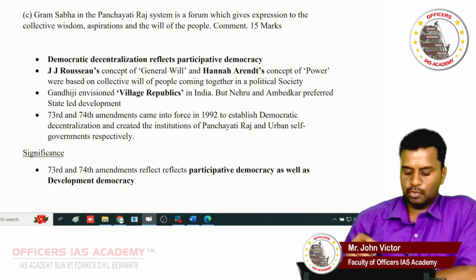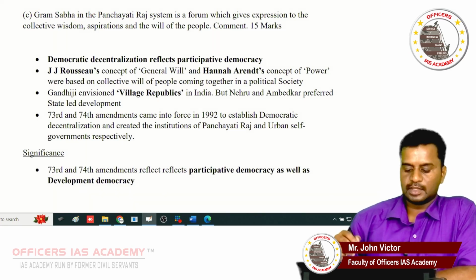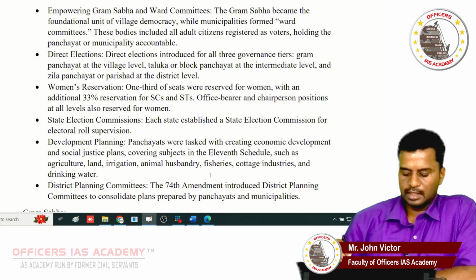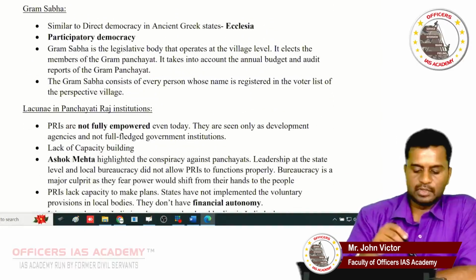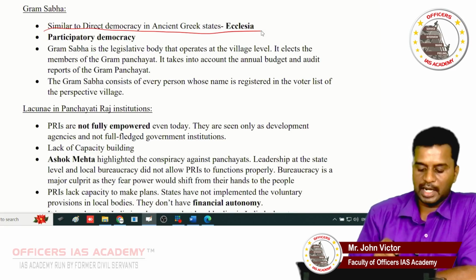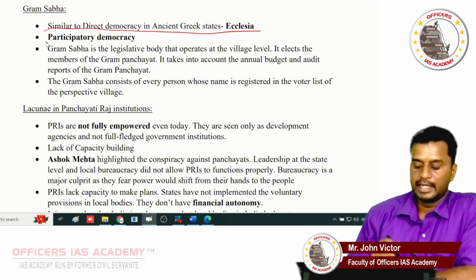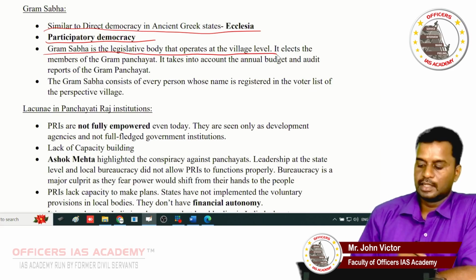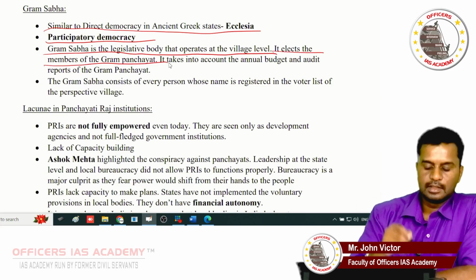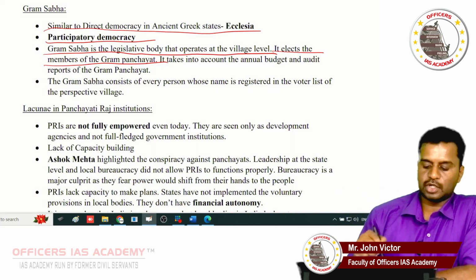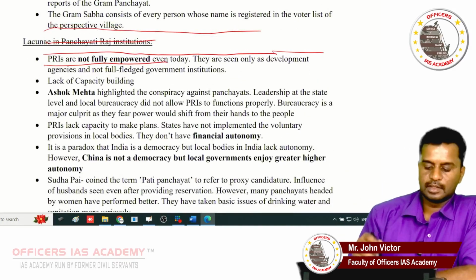The Gram Sabha is the most important institution in the Panchayati Raj. So you can simply write from GS. The Gram Sabha, similar to direct democracy in ancient Greece, the ecclesia, showcases participatory democracy. It is a legislative body which operates at the village level. It elects the members of the Gram Panchayat. So write the functions. Also highlight the important shortcomings in the Gram Sabha.